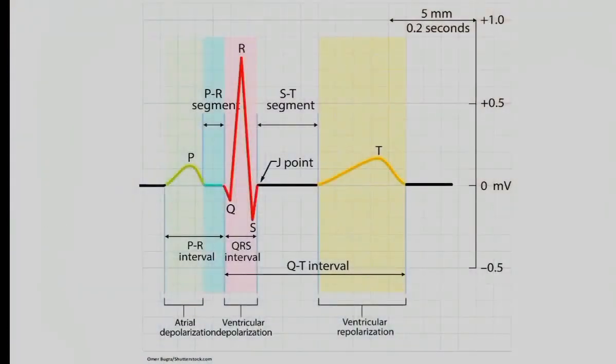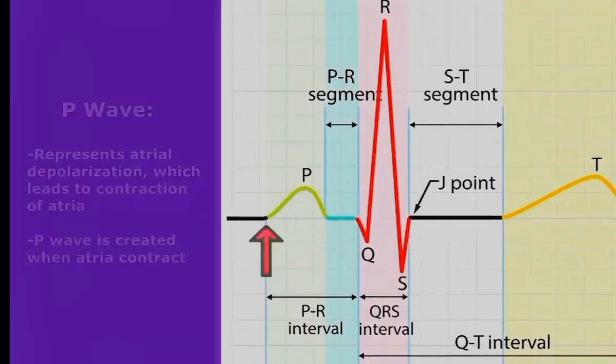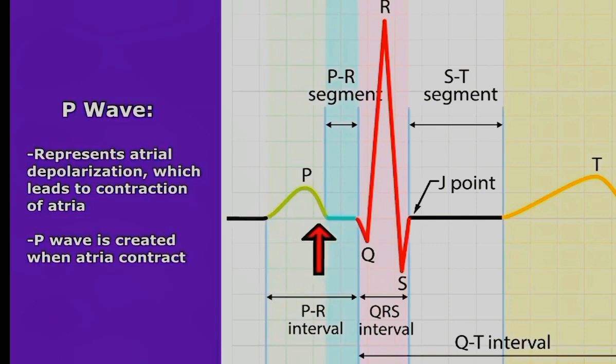Next, you want to memorize the PQRST complex and all the little extras found within it. So first, let's look at the P wave. The P wave represents atrial depolarization. So this leads to the contraction of the atria, which is created by the SA node. So whenever those atria contract, it creates this little wave.